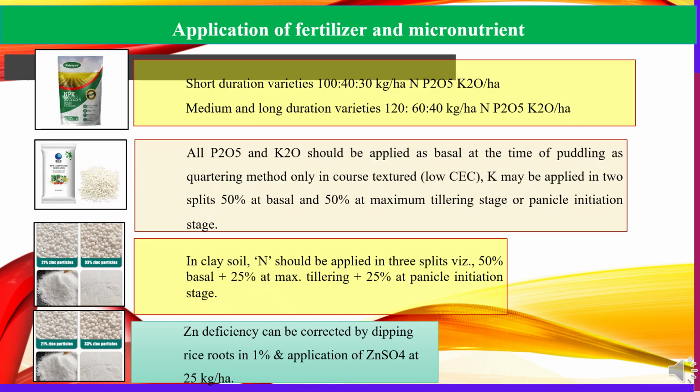Micronutrient management, zinc. For zinc deficiency, dip rice seedlings roots in 1% ZnSO4 solution before transplanting. Alternatively, apply ZnSO4 at the rate of 25 kg per ha to the field.